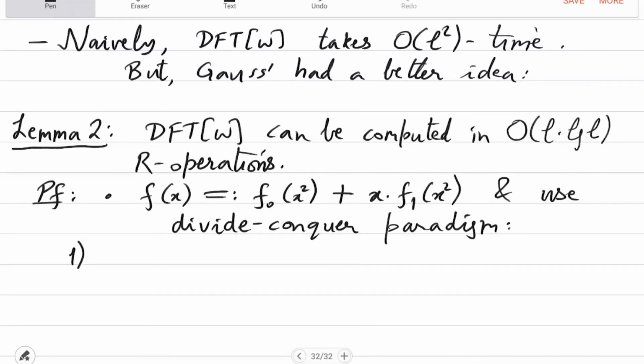So remember that you wanted to evaluate f at omega to the i. Instead, you will evaluate f0 at omega to the 2i, or equivalently, think of omega square as an L by 2th primitive root of unity. So the points have been halved, and what is the degree of f0? That is also L by 2. So the degree of f0 has been halved and the points have been halved. So truly the DFT omega has been halved. Okay, the problem has been halved.